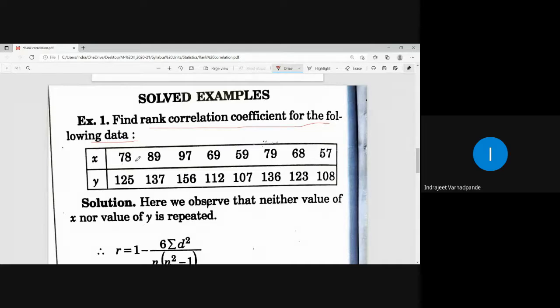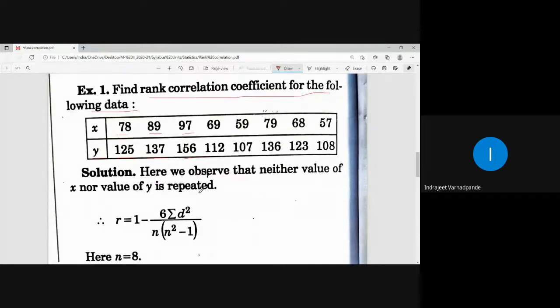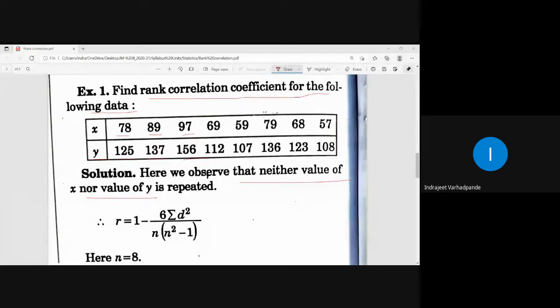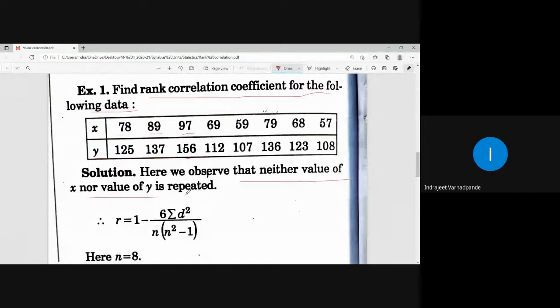So the values of x are 78, 89, 97 and so on. The values for y are 125, 137, 156 and so on. So here we observe that neither the value of x nor the value of y is repeated. In all the cases, we have all the values different.